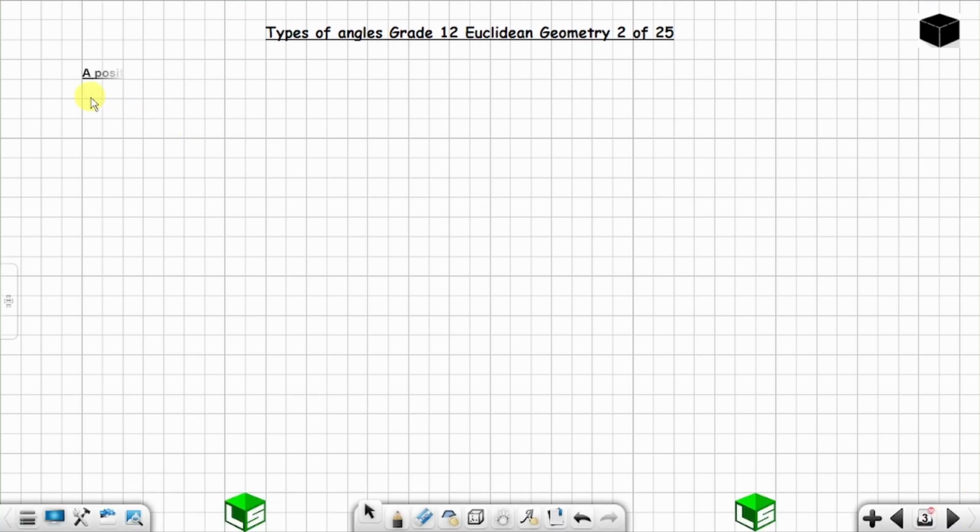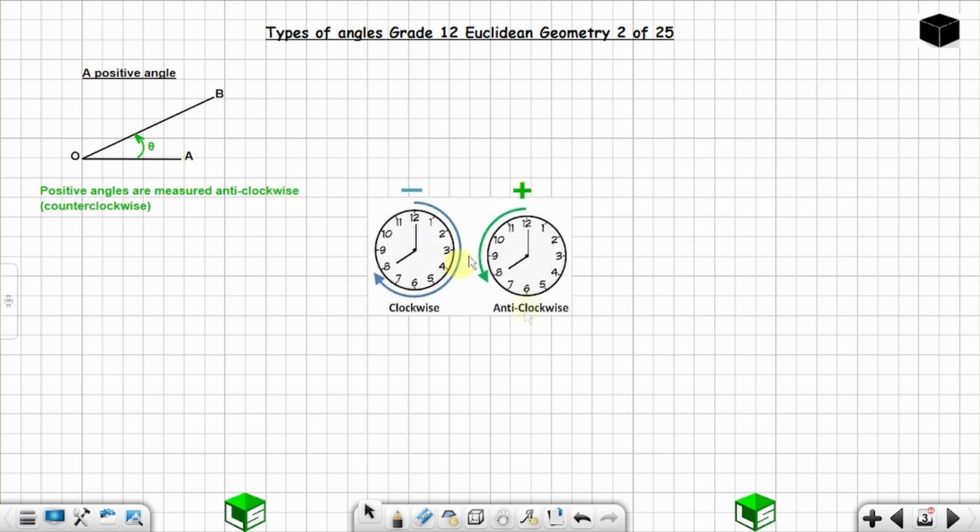We also have a positive angle. Positive angles are measured anti-clockwise, or counter-clockwise. This is another word for anti-clockwise. Just to make sure, anti-clockwise is in the opposite direction of the hands of the clock. This is anti-clockwise. Positive angles are measured anti-clockwise.